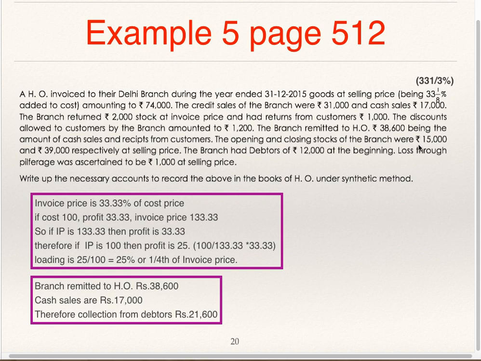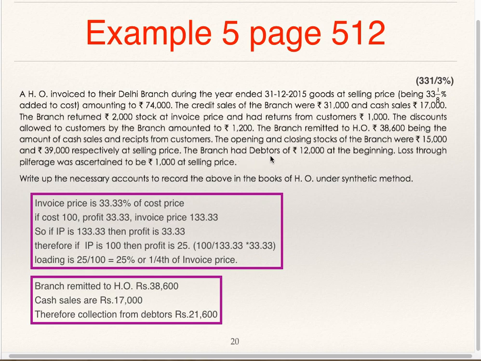Opening and closing stock at branch 15,000 and 39,000 respectively at selling price. Branch account debit: to balance brought down, below that stock 15,000. Branch account credit side: by balance carried down, below that stock 39,000. Loading is to be removed. Opening stock loading will be recorded on the credit side of branch account. Closing stock loading will be recorded on the debit side of branch account.